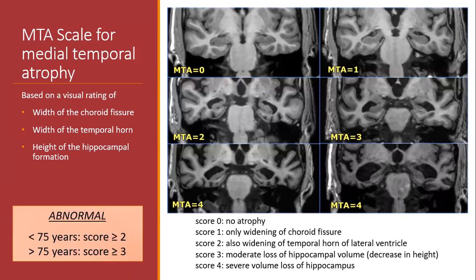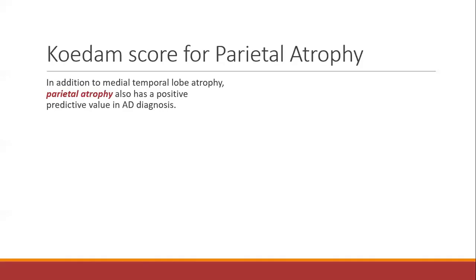Normally, in a person who is aging, there can be atrophy of the medial temporal lobe and the hippocampus. So a score of more than or equal to 2 is considered abnormal in a person less than 75 years. And in a person aged more than 75 years, a score of more than or equal to 3 is considered abnormal.